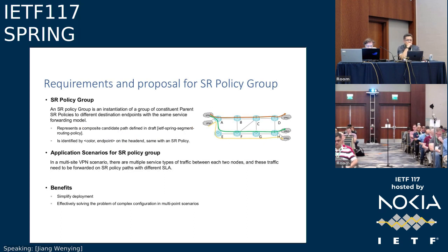This draft proposes the term SR policy group. An SR policy group is an instantiation of a group of constituent parent SR policies to different destination endpoints with the same service forwarding model. The application scenario for the SR policy group is multi-site VPN customers with several different services. The benefits of introducing the SR policy group are as follows. First is simplified deployment. Secondly, efficiently solving complex configuration problems in multi-site and multi-service scenarios. Next page, please.